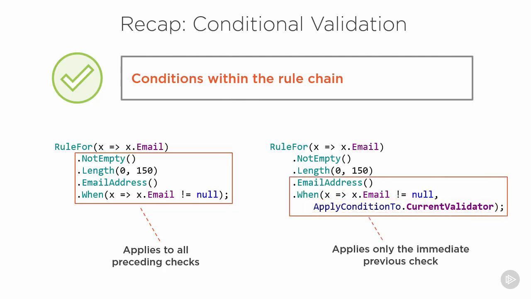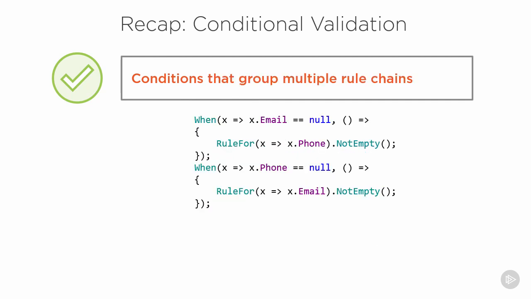In this particular example, the input string will be validated against the email regular expression only if that string is not null. But the other two checks will be invoked even if the email is null. The second version of the when method is designed to group multiple property checks under one condition. Here, for example, we verify that if the email is null, then the phone number should not be empty. And also, if the phone number is empty, then the email address should not be null.